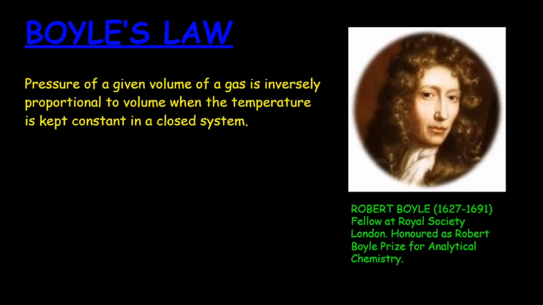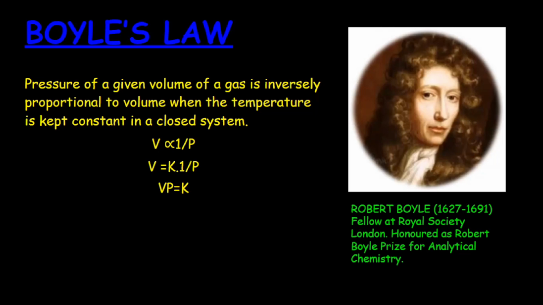For this observation, the experiment must be performed in a closed system. No exchange of molecules would take place across the system. According to this statement, volume is inversely related to pressure. To eliminate the sign of proportionality, we use a constant K. So the equation becomes V is equal to K times 1 by P. This can also be written as PV is equal to K.